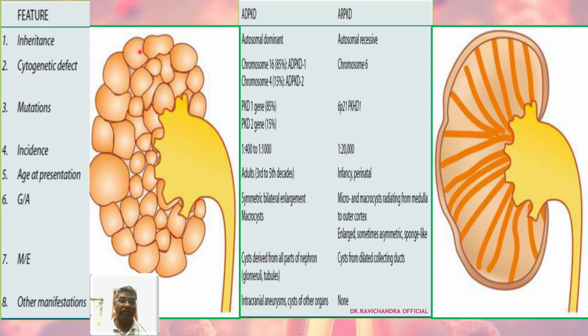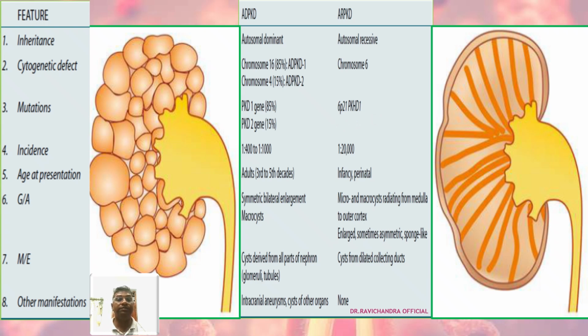So here macrocysts, here micro and macrocysts, but radiating from the medulla towards the outer cortex. This is symmetrical and this is asymmetrical. This is cysts derived from all parts of the nephron. Here cysts are derived from dilated collecting ducts. Other manifestations are seen in ADPKD, whereas they are not seen in ARPKD. Gene involved is PKD1 and PKD2 in ADPKD. It is PKHD1, 6p21 in ARPKD.